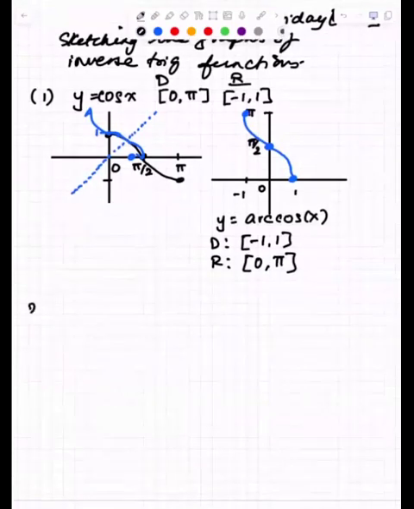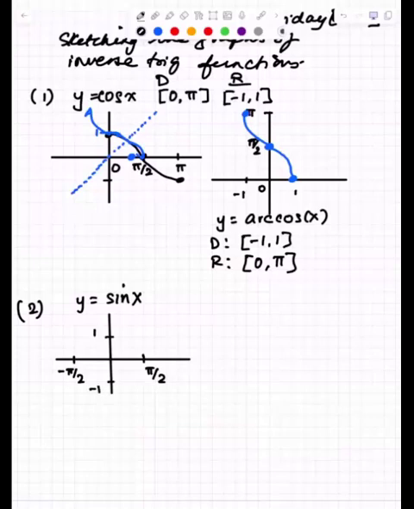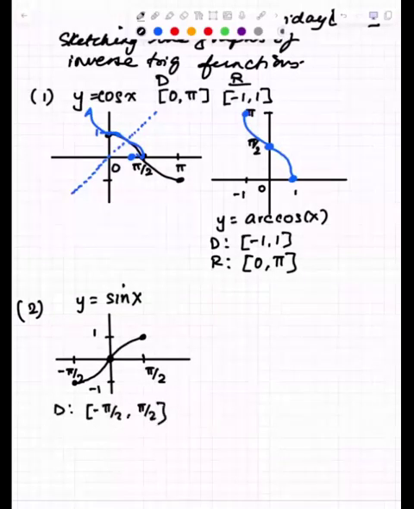Okay, now let's do the restricted graph of sine of x. And sine of x, we said we will restrict it from -pi over 2 to pi over 2. And we know it's 0, and at pi over 2 it's 1, and at negative pi over 2 it's -1. That's the restricted sine, where the domain is from -pi over 2 to pi over 2, and the range is from -1 to 1. And now let's sketch the inverse.